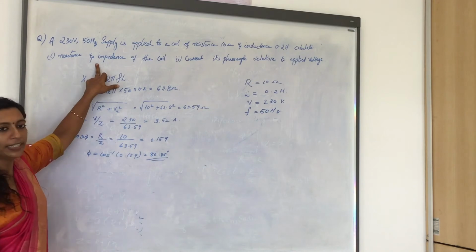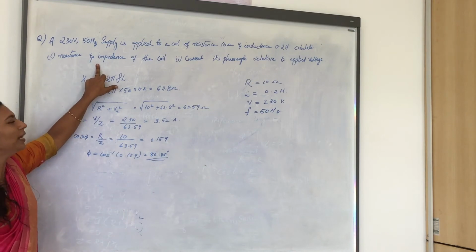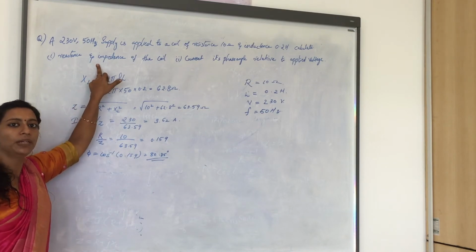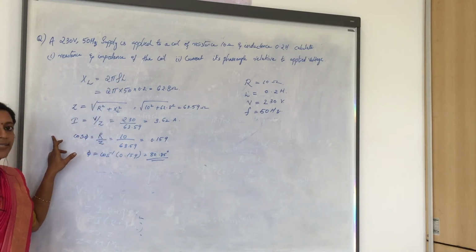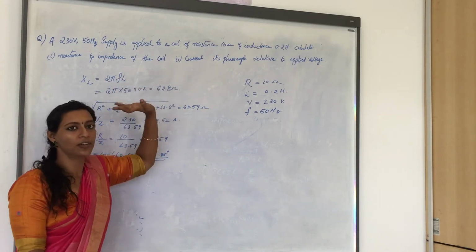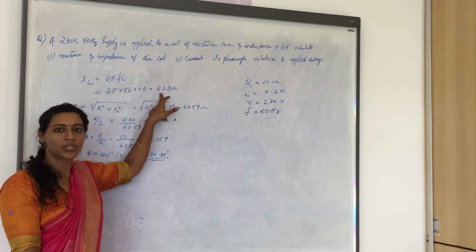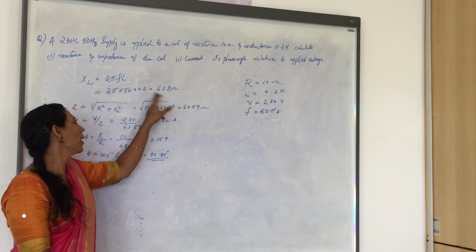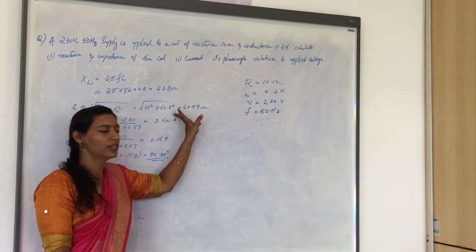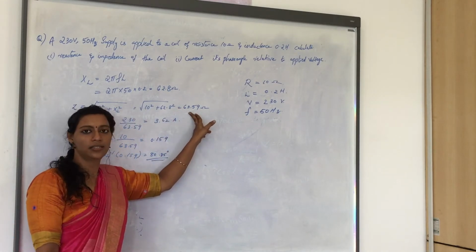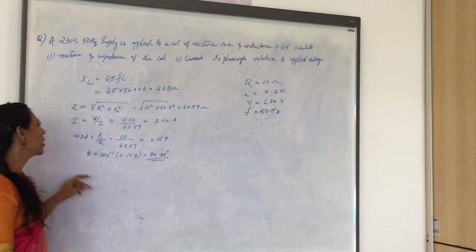Next, we have to find the impedance. The magnitude of the impedance can be calculated by root of R square plus XL square. Resistance value is 10 ohm and XL, the inductive reactance, is 62.8. Therefore, 10 square plus 62.8 square, root of the answer is 63.59 ohm.